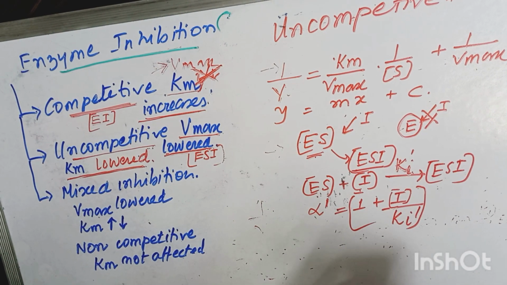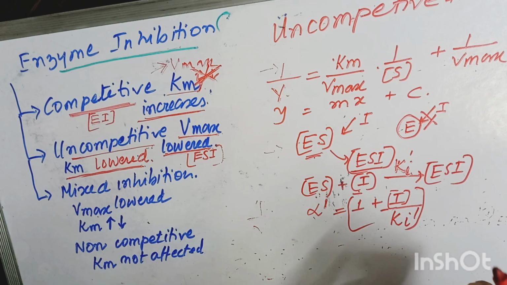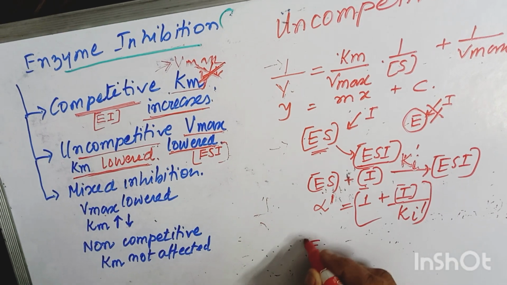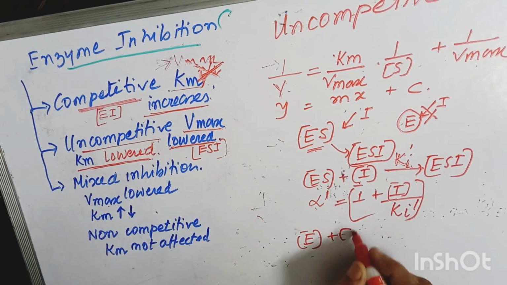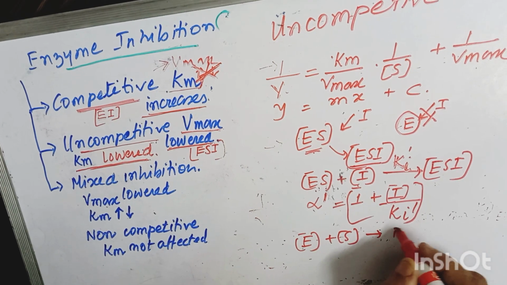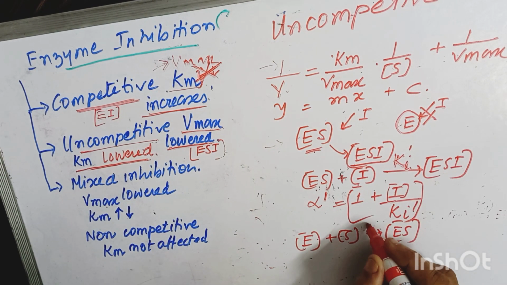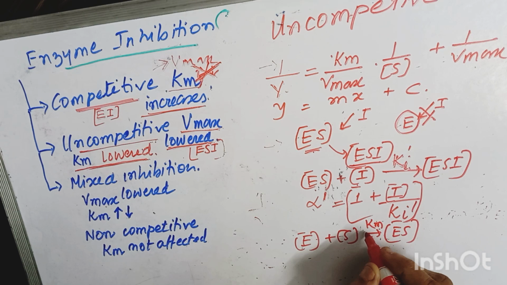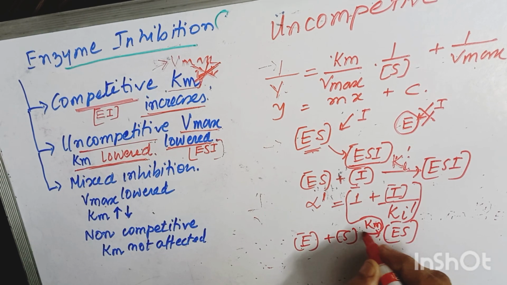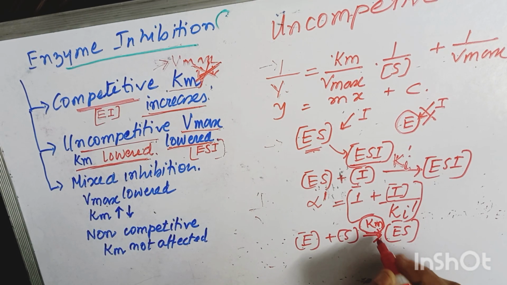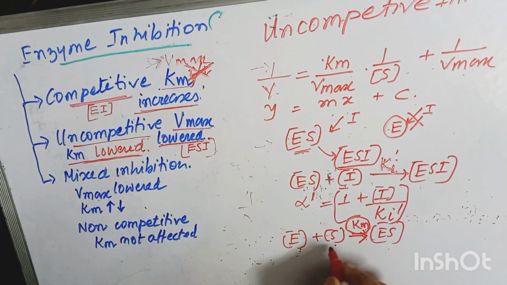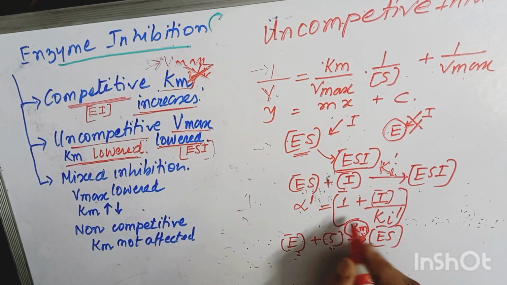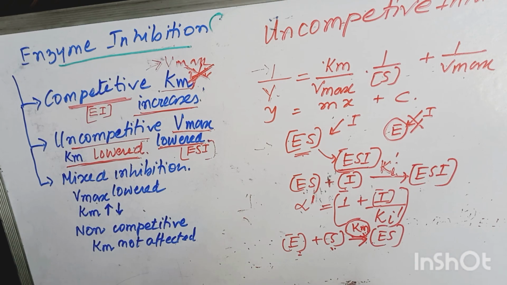Why does it lower the Km? Because the inhibitor actually says, come on, enzyme. It promotes enzyme substrate complex formation. The binding is made faster. The enzyme binds more avidly to the substrate, which means the Km value is lowered.